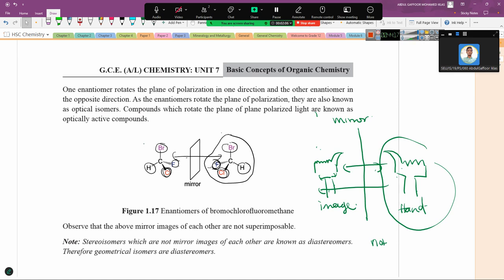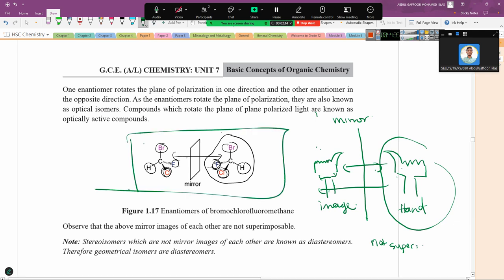Okay. So this is going to be called not superimposable, right? Not superimposable. So similarly, here if you look at this structure, is this superimposable or not?